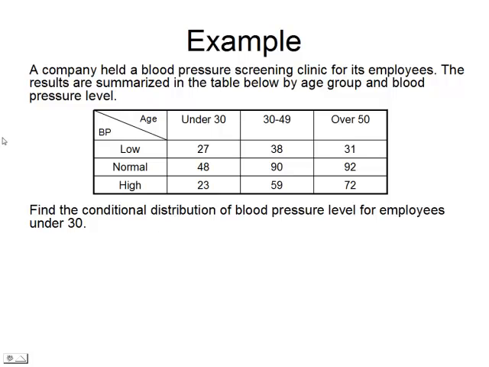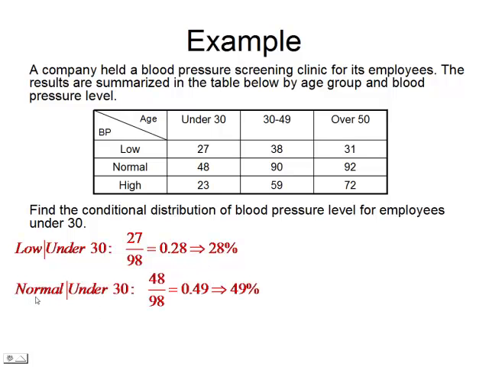Find the conditional distribution of blood pressure level for employees under 30. So what we're looking for is the blood pressure given that they're under 30. So for the low, we have 27 that are both low and under 30 over 98, which is the total for the under 30. So 27 over 98 gives us 28%.